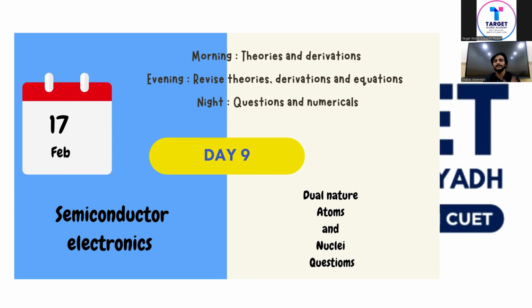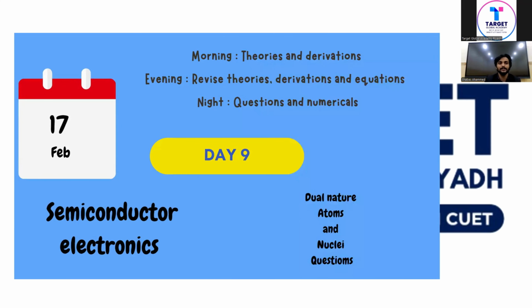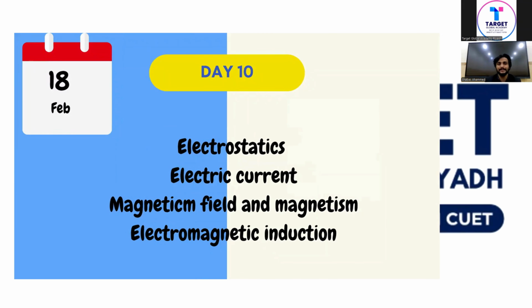After that, study the chapter semiconductor electronics. That chapter is just a theory chapter, with no equations in it. So just study the theories and be thorough. Then again, solve the questions on dual nature, atoms and nuclei. Then on 18th February, again we are solving the numericals from the first 7 chapters.